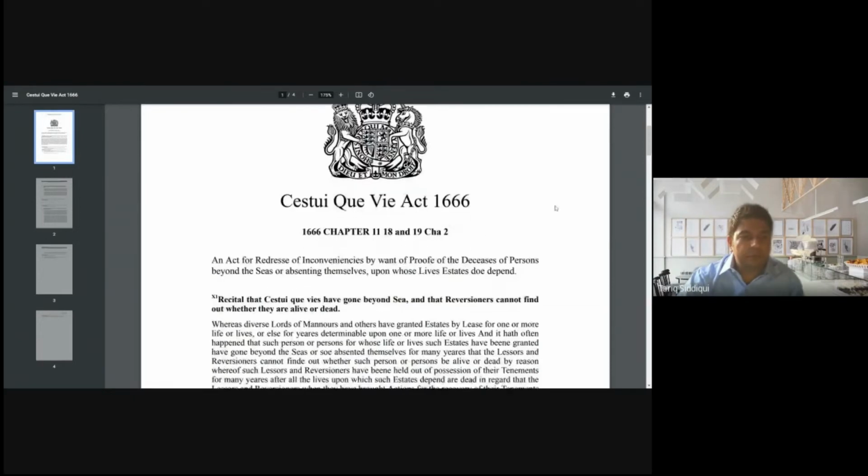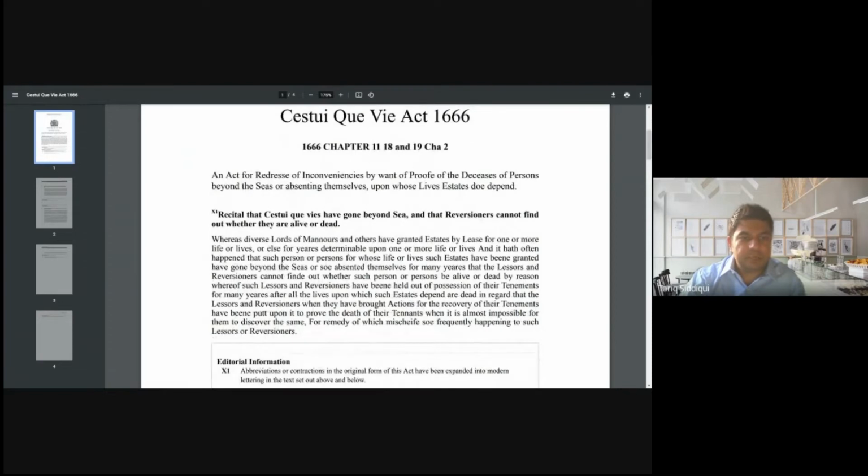All right, so let's get started. 1666, chapter 11, 18, and 19. Chapter 2. An act for redress of inconveniences by want of proof of the deceases of persons beyond the seas or absenting themselves upon whose lives estates do depend.